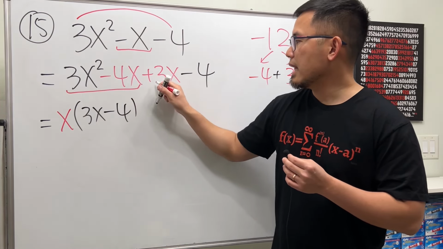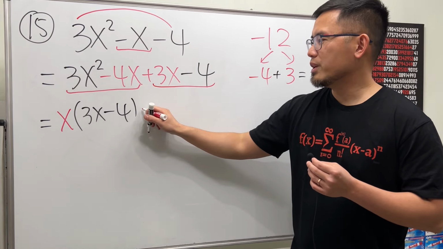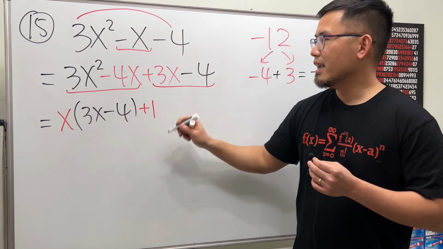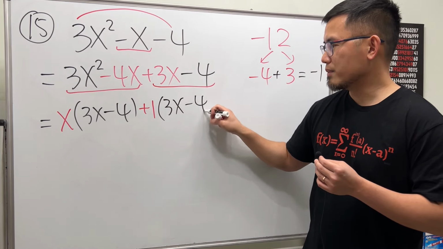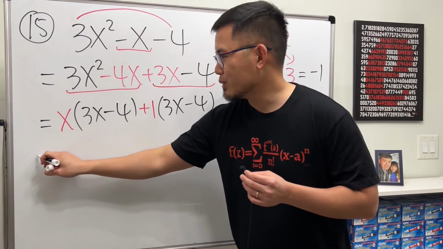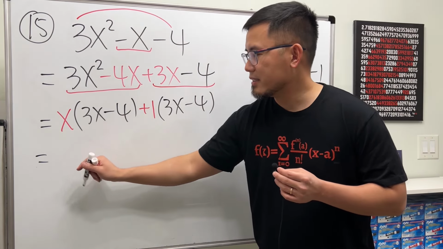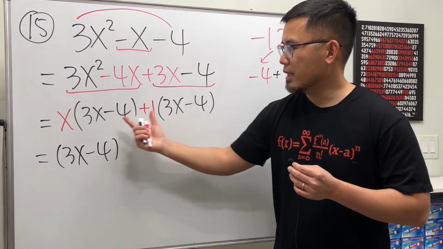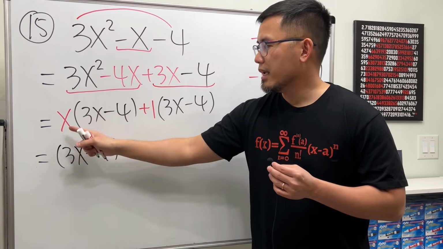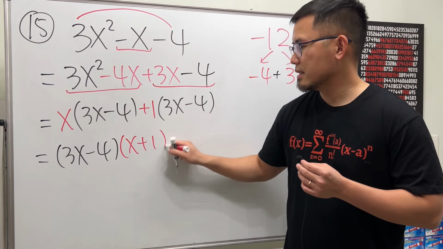And then now look at the last two terms. Cannot really factor out anything, right? But technically, we can say that's plus 1. And then this right here pretty much stays 3x minus 4. Now, we notice that 3x minus 4, they are in common, so we can factor that out. Just put that down one time though. So this and that, factor it out. And then we have x plus 1 left. Just like that.